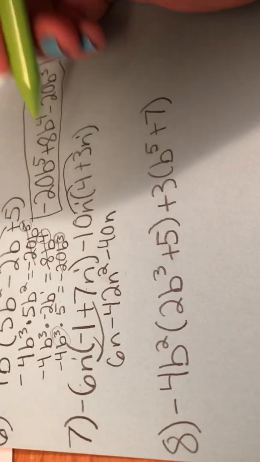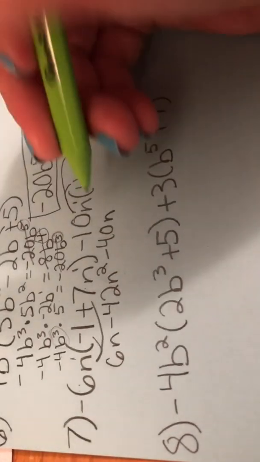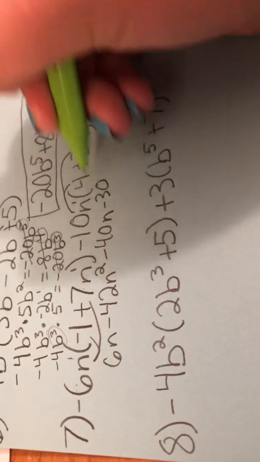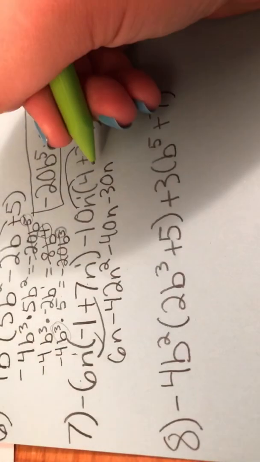Again, don't forget your exponents if you need to. Negative 10 times 3 is negative 30. N is our base, so it stays, and you're adding the ones together to get 2.